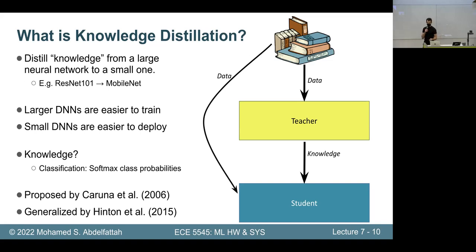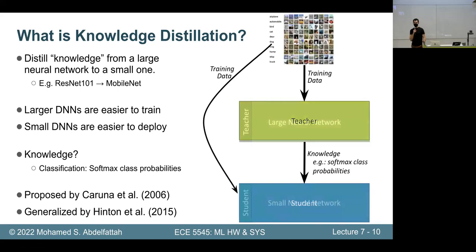So it was proposed in 2006 in a very simple formulation by Caruana et al. And then it was generalized and the term was coined in 2015 by Geoff Hinton, I think after he joined Google. I may be mistaken, but I actually think the Hinton paper was never accepted at a conference and he just put it on arXiv. Now it's cited a huge number of times, but I may be mistaken there.